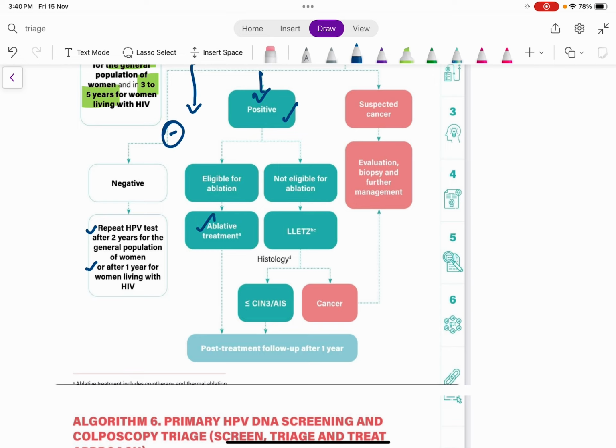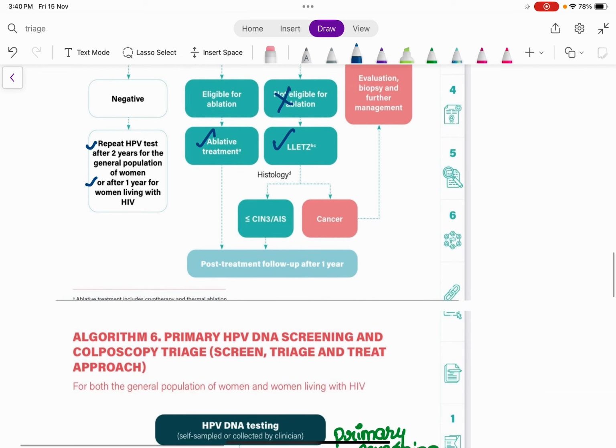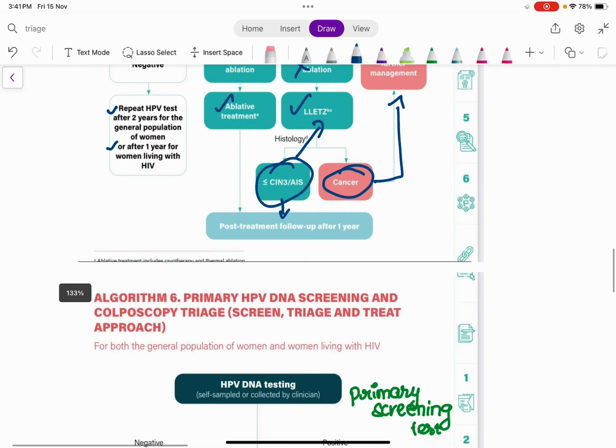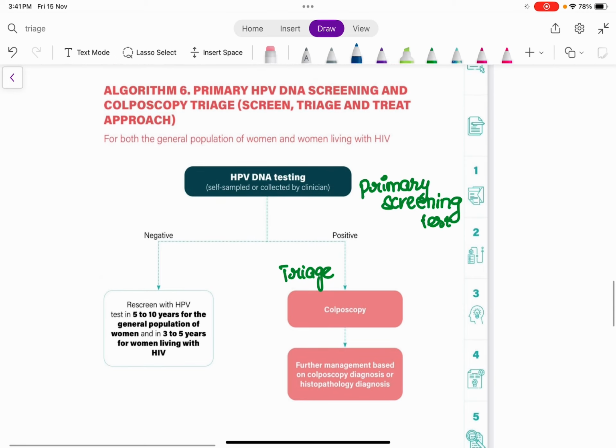If it is met, do the ablative treatment. If it is not met, consider an excisional procedure, and in the excisional procedure you will be left with the tissue sample, subject it for histopathological examination. The report can either be cancer, or dysplasia less than adenocarcinoma in situ, less than cervical intraepithelial neoplasia type 3. It is well and good that you have done the treatment already, so just follow up after 1 year. If it comes out to be cancer, you just follow up with the biopsy, and based on the reports of biopsy, manage the patient further. So this was all about algorithm 5.